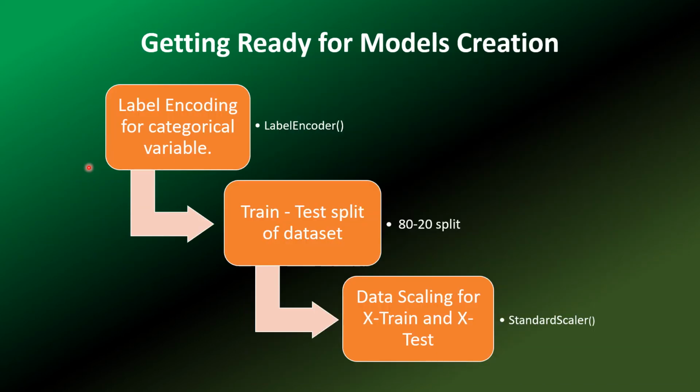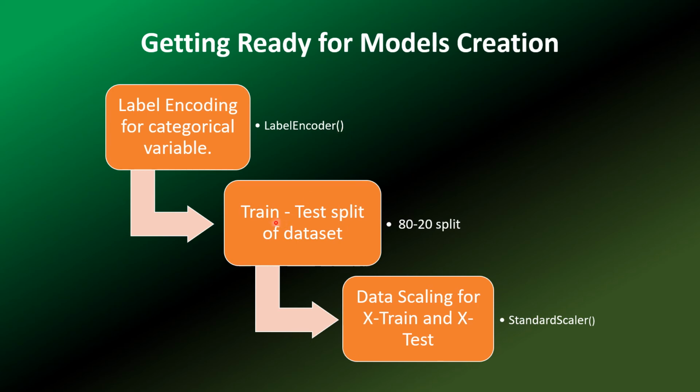So after the EDA part of our dataset, we are moving to the model creation. So before creating the model, we make our data ready for it. So we follow some steps before that. So the first one is the label encoding for the categorical variables. So in our dataset, we have one categorical variable called species, the target variable. So we are converting it into numerical form so that it will be easy for computations. So we are using the label encoder function for that.